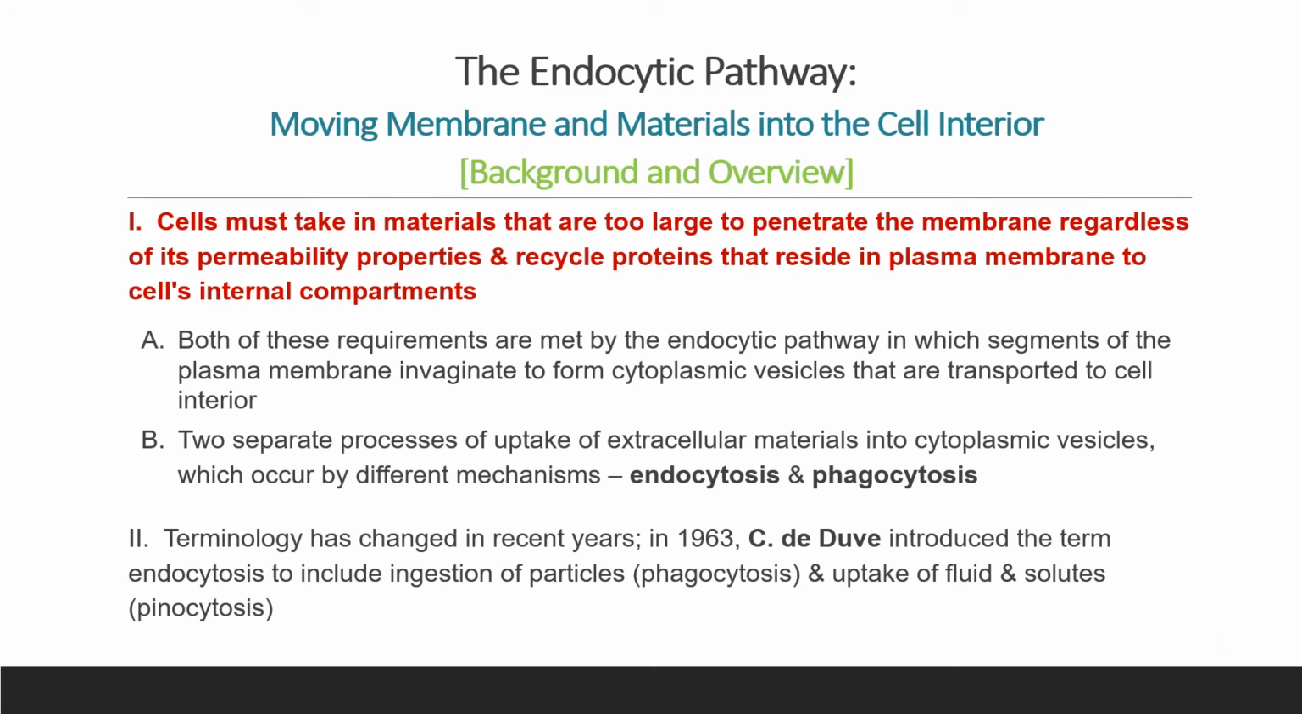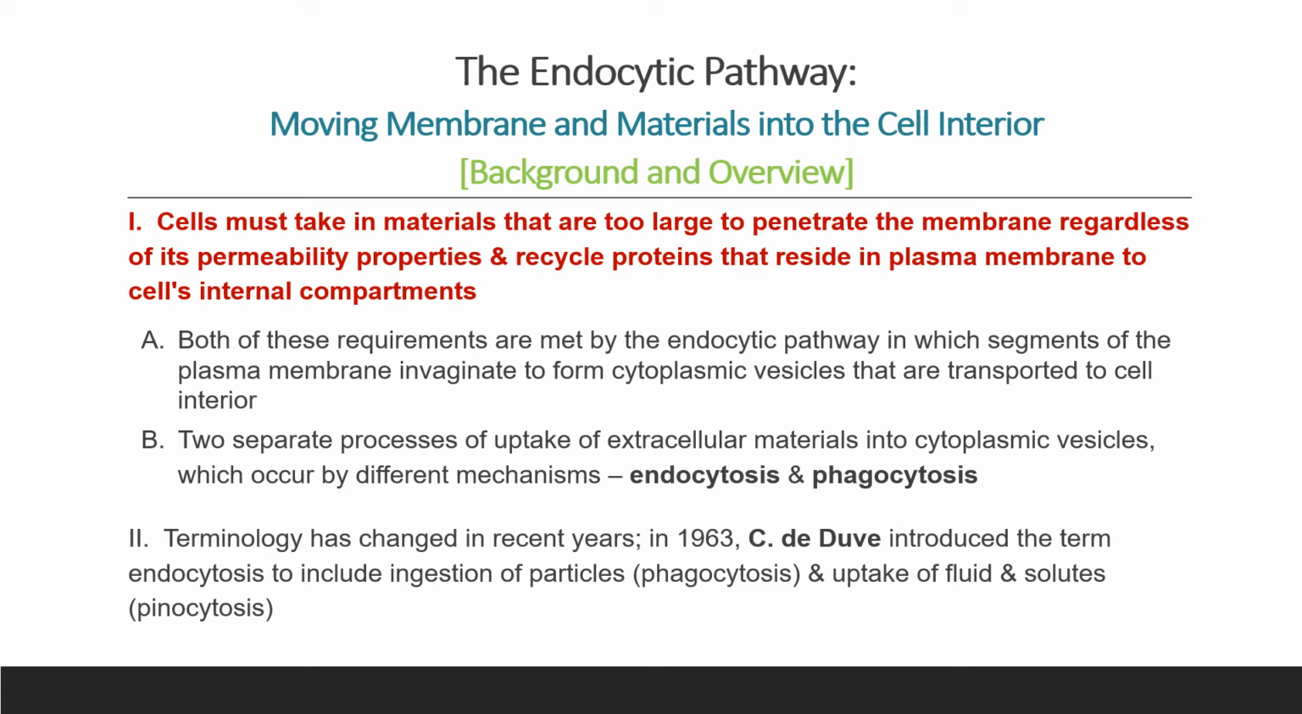So for the endocytic pathway, this is for the background, the overview. This is moving membrane and materials into the cell interior. So cells must take in materials that are too large to penetrate the membrane regardless of its permeability properties, and recycle proteins that reside in the plasma membrane to the cell's internal compartments. Both of these requirements are met by the endocytic pathway, in which segments of the plasma membrane invaginate to form cytoplasmic vesicles that are transported to the cell interior.